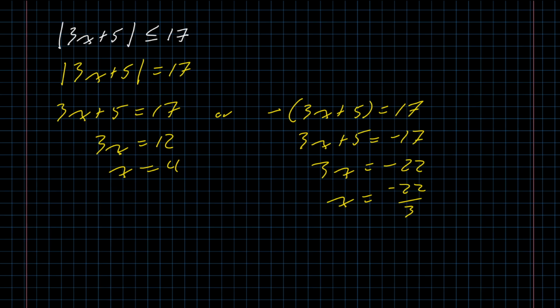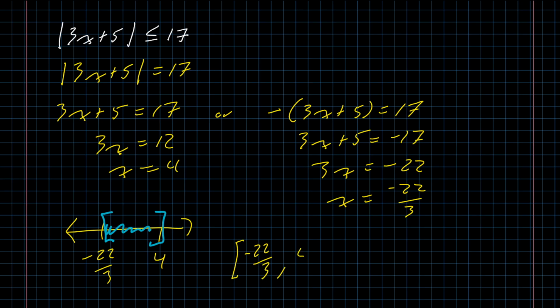One of the things that I do want to point out as I quickly sketch through, writing out the number line, recognizing that we're going to have all the stuff in between, including, no, that's not what I wanted to write, including the endpoints this time. So I have here my interval notation is the closed interval from negative 22 over 3 up to 4.